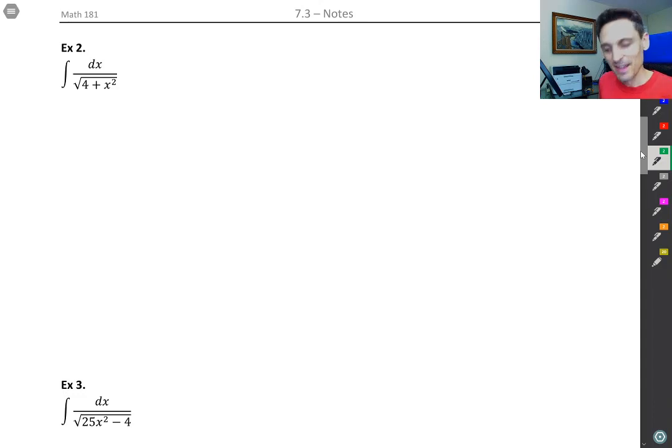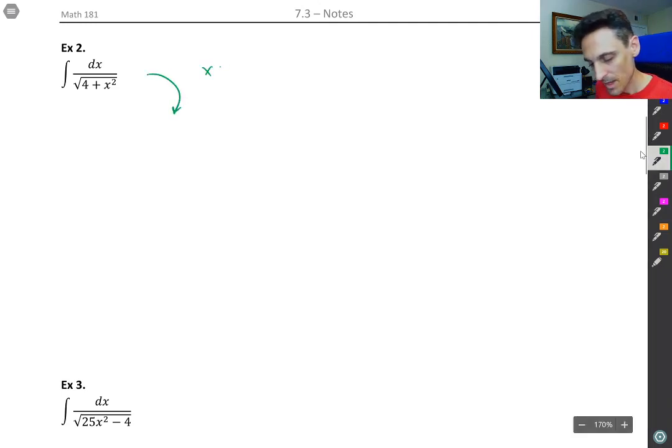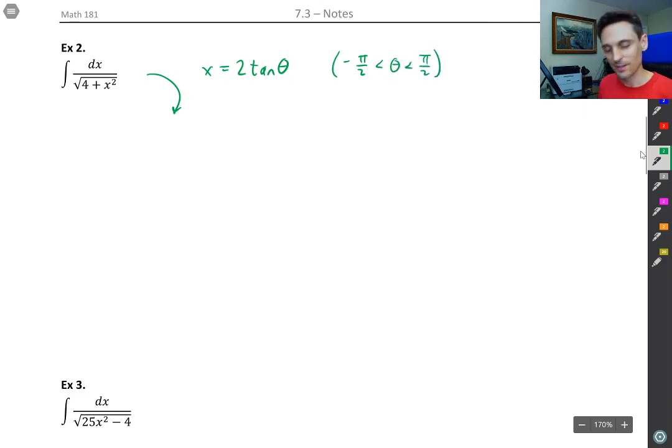Welcome back. In example 2, we have the integral of dx over the square root of 4 plus x squared. So what are we going to do for our trig substitution here? If you said let x equal 2 tangent theta, that would be correct. And here I'm going to go ahead and write the interval, which is negative pi over 2 to pi over 2, not including the endpoints because tangent is undefined there at the endpoints, negative pi over 2 and pi over 2.